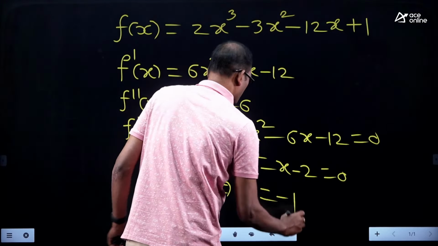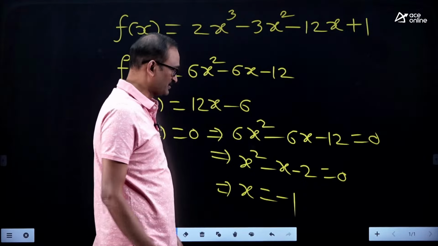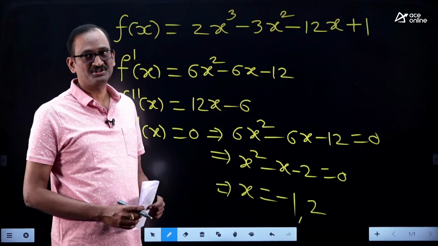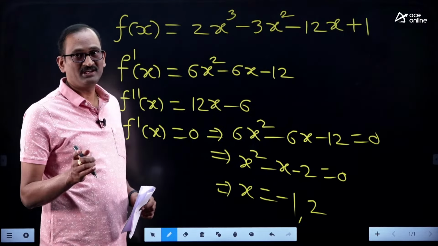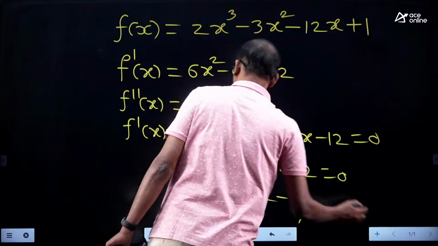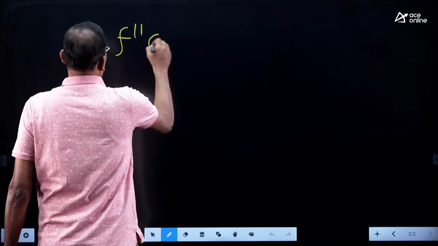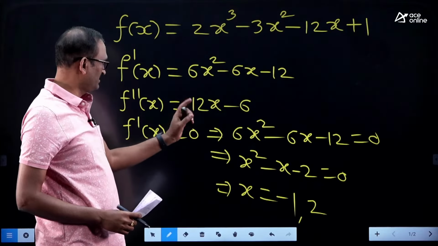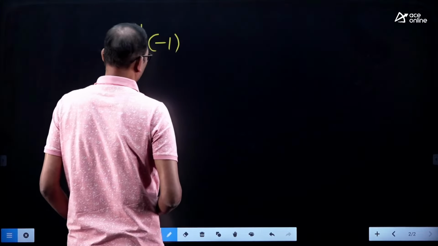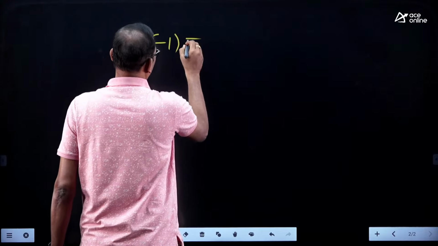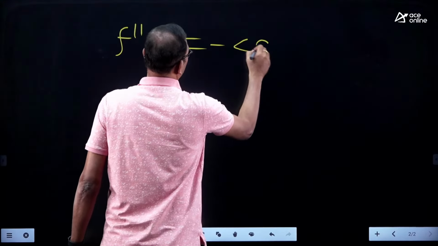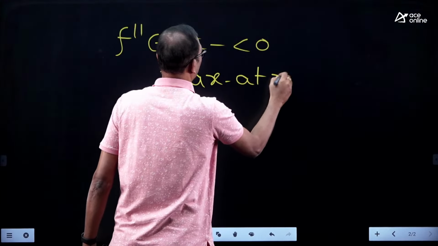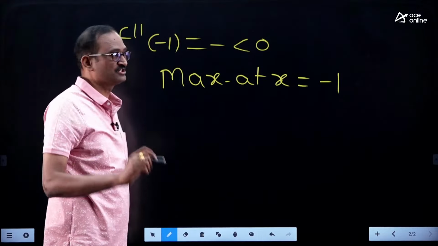So, x equal to minus 1 whole square 1, 1 plus 1 2, 2 minus 2 0, another one is 2. So, minus 1 comma 2, these two are the stationary points. So, find double derivative at every stationary point. F double dash of minus 1 is minus 18. So, whatever it is negative, means less than 0, therefore, it has maximum value at x equal to, I mean local maximum at x equal to minus 1.